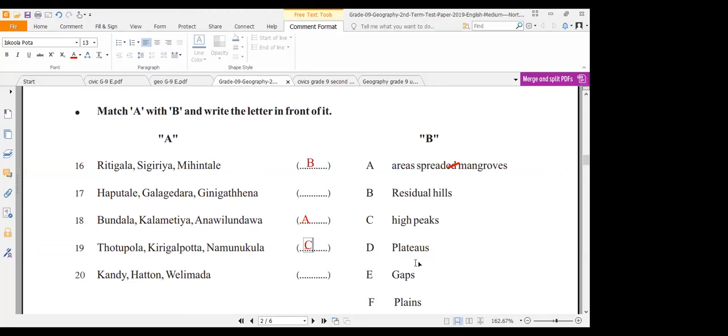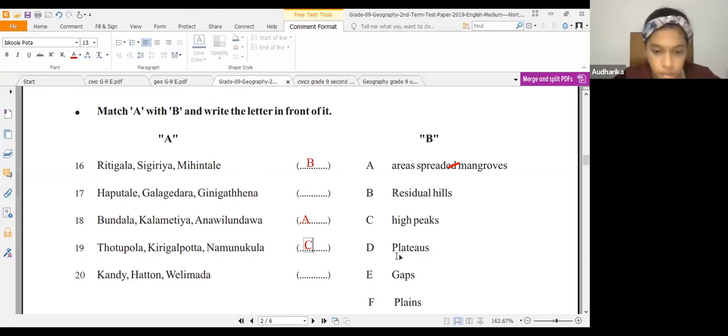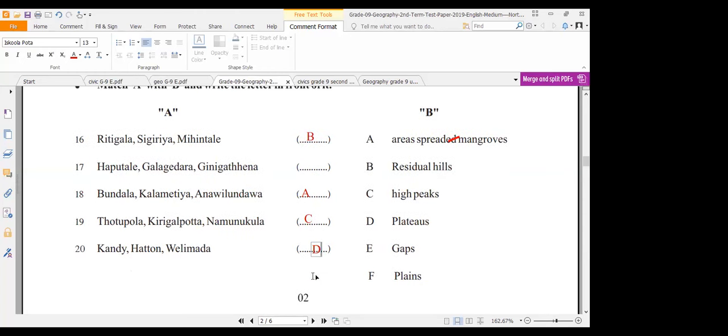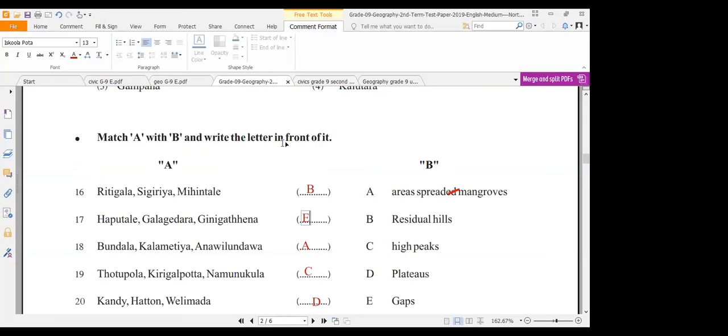Then, plateaus. Kandy, Hatton, Valley, Mada. Yes, Kandy, Hatton, Valley, Mada. D letter. So, Haputale, Galagedara, Ginigathhena, what are they? Gaps. Right? Let us write the letter here. Write the letter in front of it.